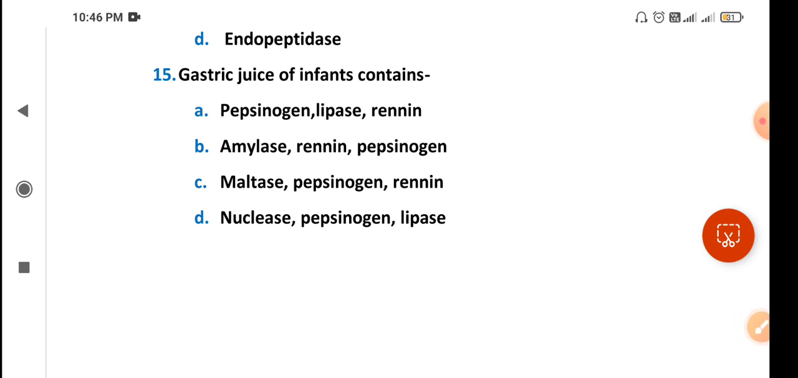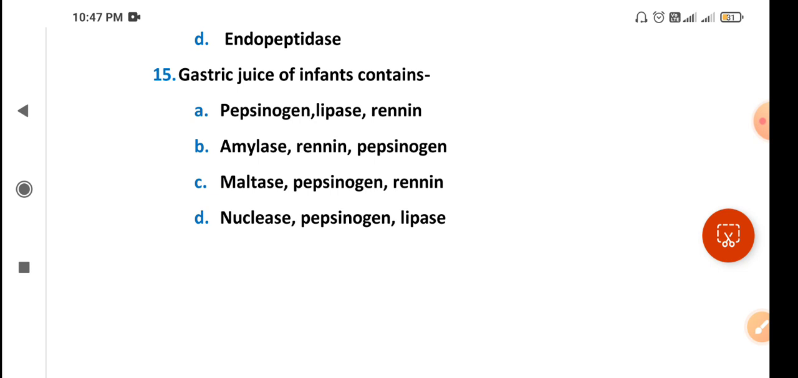Now the last question of this session. Gastric juice of infants contains, first option is pepsinogen, lipase and renin. So renin is present, pepsinogen is present, and gastric lipase is also present.